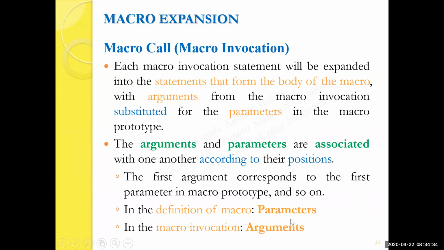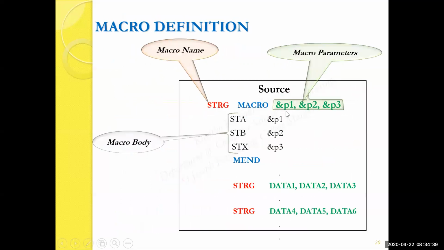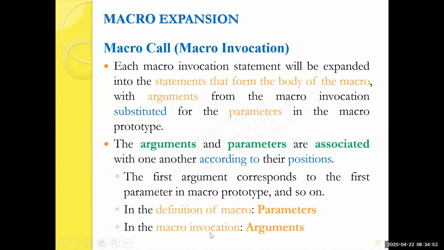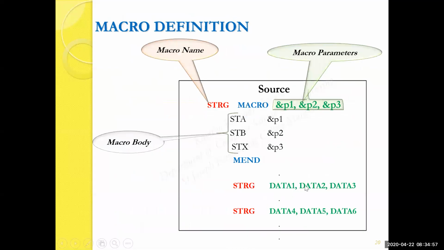Remember, we use the term parameters to refer to the names that are used immediately following the directive macro. That is, in macro definition, whatever names are used and the names that follow the symbol ampersand are referred to as macro parameters. Okay, and the symbols that we use in the macro invocation, that is here, are referred to as macro arguments. So data 1, data 2, data 3 are the arguments. P1, P2, P3 are the parameters.